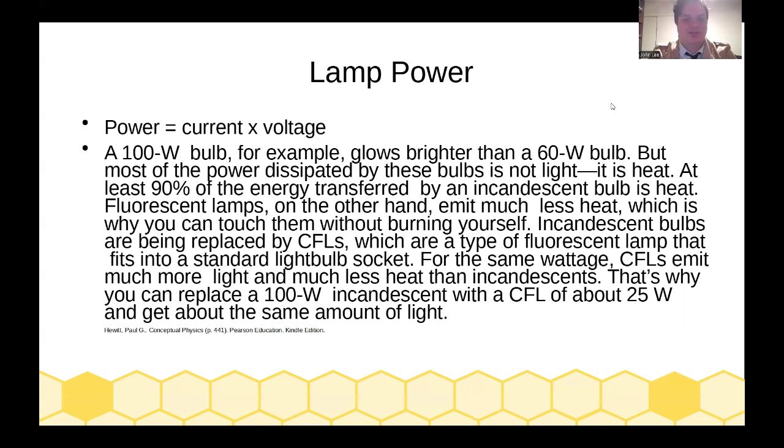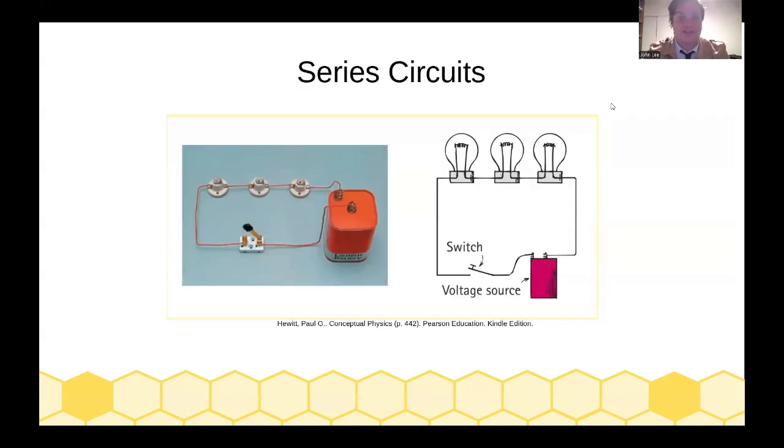That's why you can replace a 100-watt incandescent bulb, or a bulb which takes 100 watts of power, with a CFL of about 25 watts and get about the same amount of light. I now want to define what a circuit is.